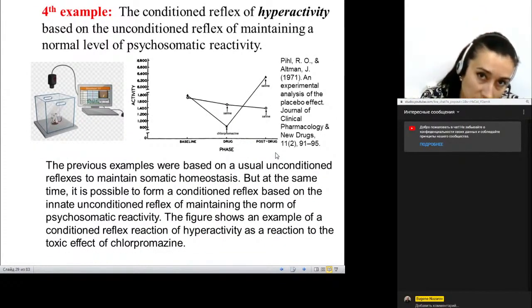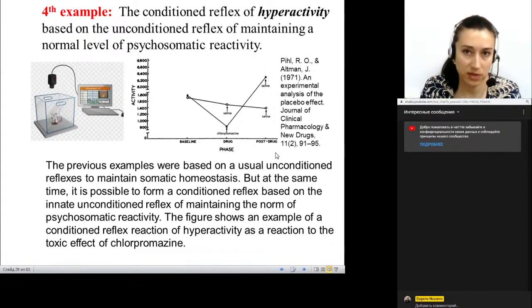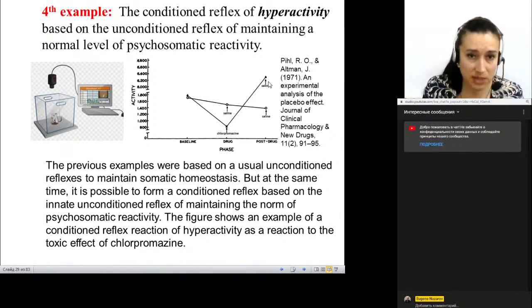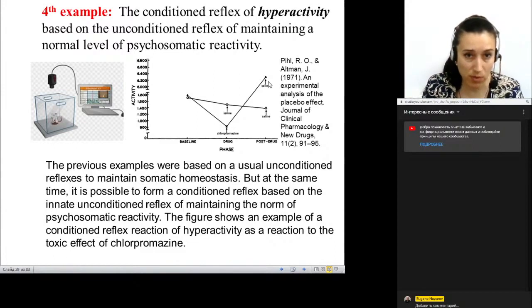So the fourth example shows us the conditional reflex of hyperactivity based on the unconditional reflex of maintaining a normal level of psychosomatic reactivity. The previous examples were based on a usual unconditioned reflex to maintain somatic homeostasis, but at the same time it is possible to form a conditional reflex based on the innate unconditional reflex of maintaining the norm of psychosomatic reactivity. So this figure shows us an example of a conditional reflex reaction of hyperactivity as a reaction to the toxic effect of chlorpromazine.